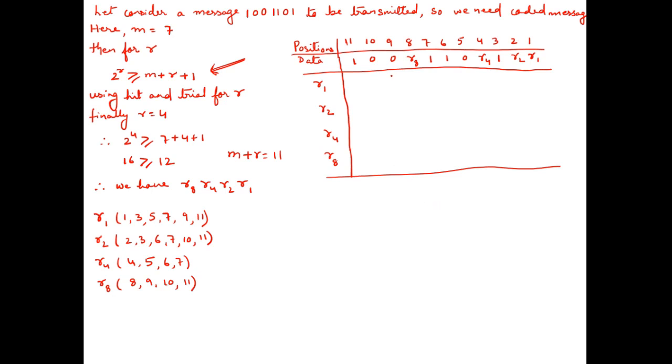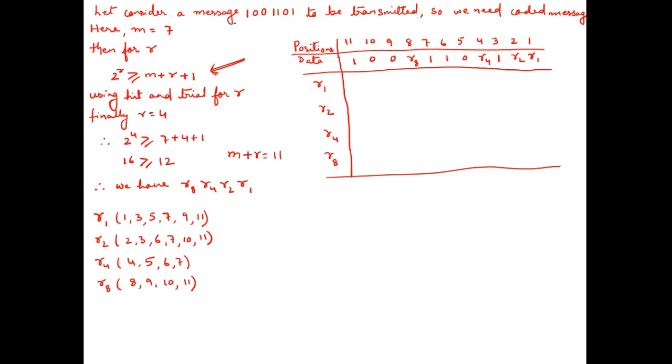For that, I have taken positions. Total m plus r equals 11, so I have taken 11 positions, from 1 to 11. What is the data? First of all, I have introduced r1, r2, r4 and r8 in the place of these position bits. See, under 1 is r1, here r2, here r4, here r8. So the place of r is fixed. Thereafter I have placed the data starting from here.